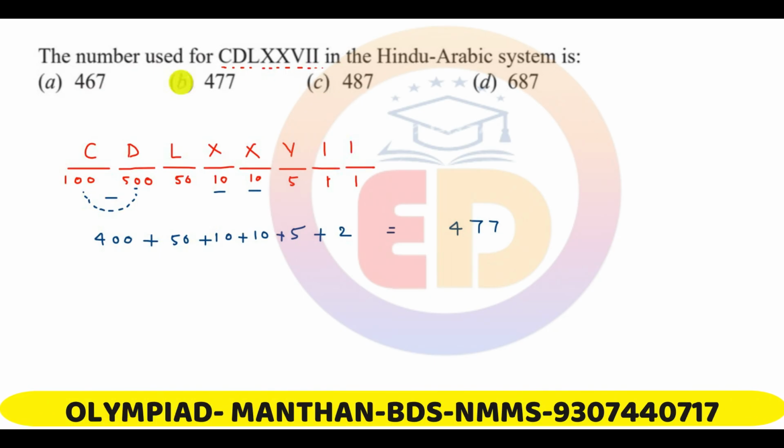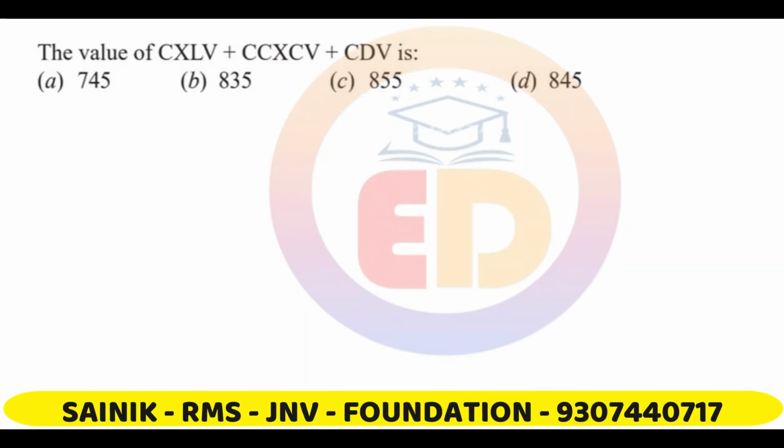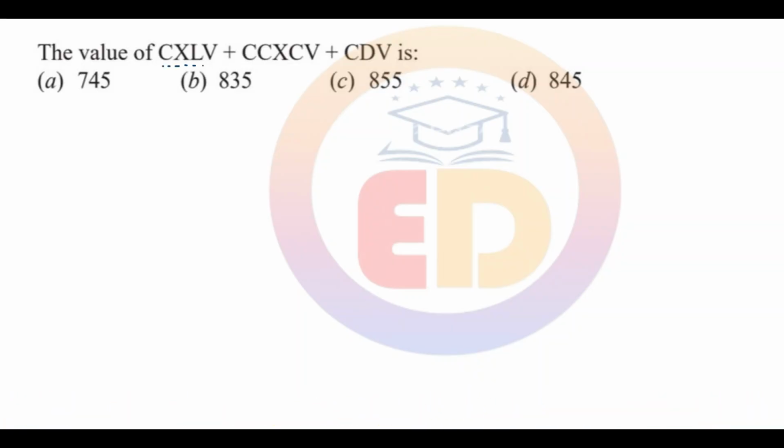So our answer is option number B, 477. The question is asking the value of CXLV plus CCXCV plus CDV. Let us find out the values of these three Roman numbers.